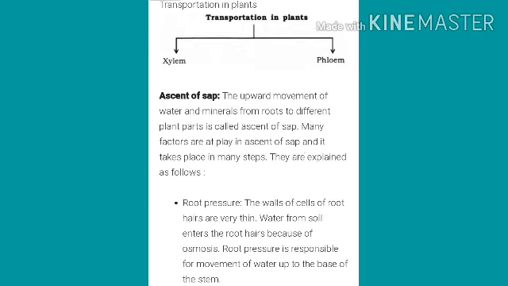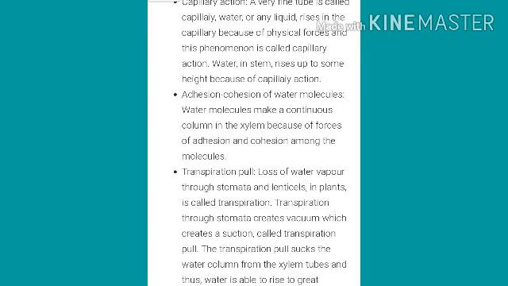Root pressure, किस तरह से पानी ऊपर जाता है। The cells of the root hair are very thin. Water from the soil enters the root hair because of osmosis. Root pressure is responsible for movement of water up to the base of the stem.